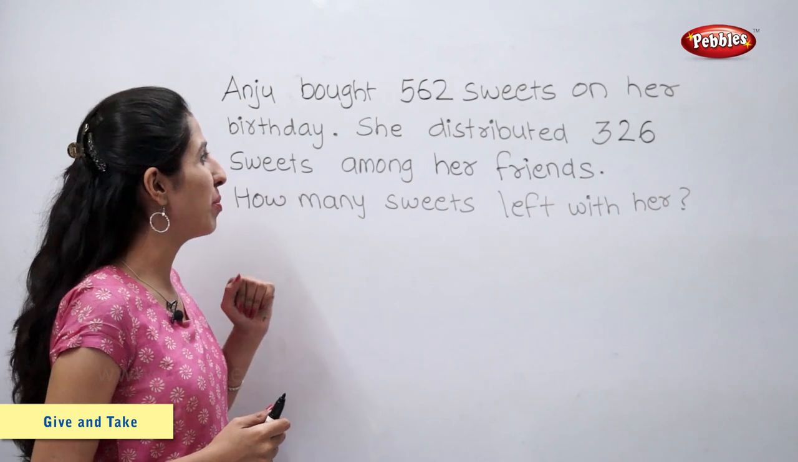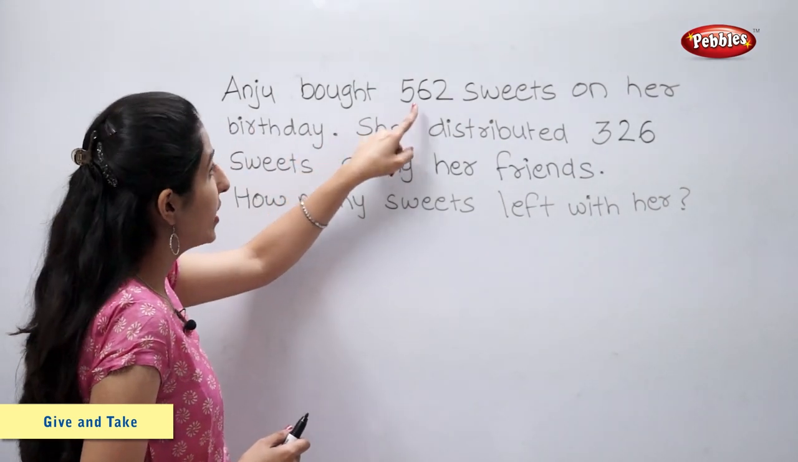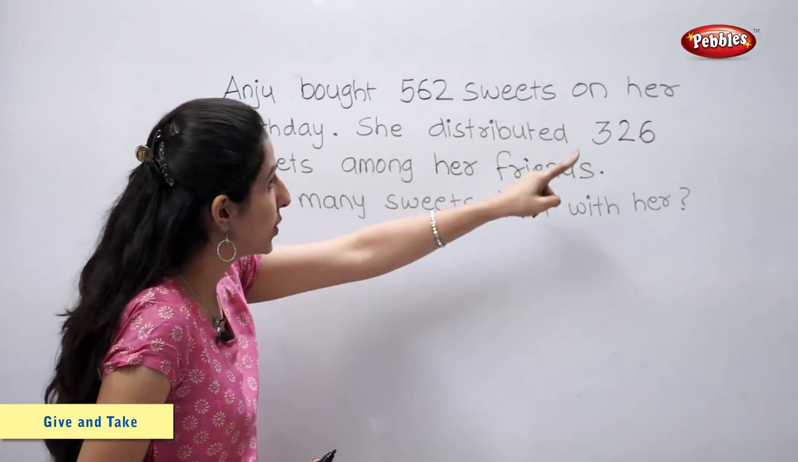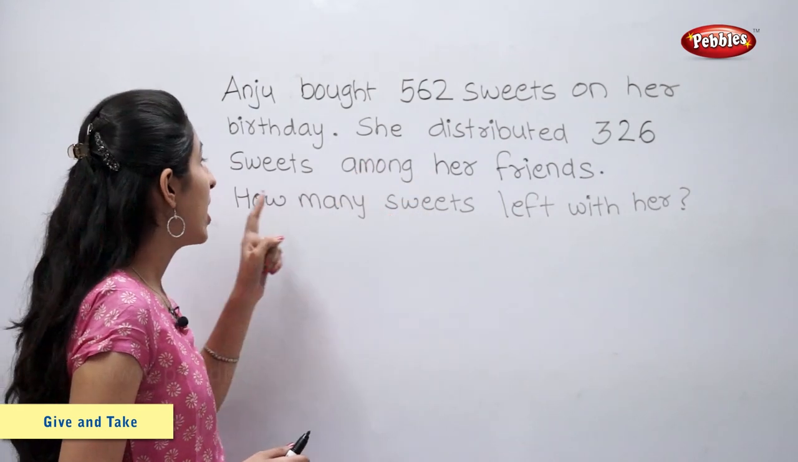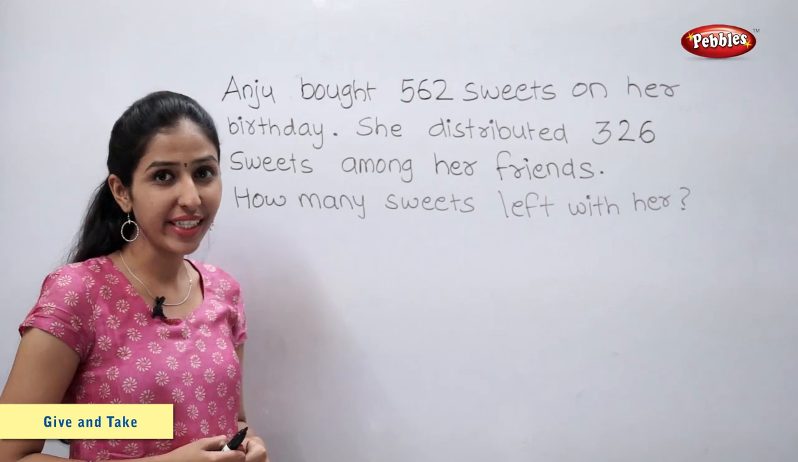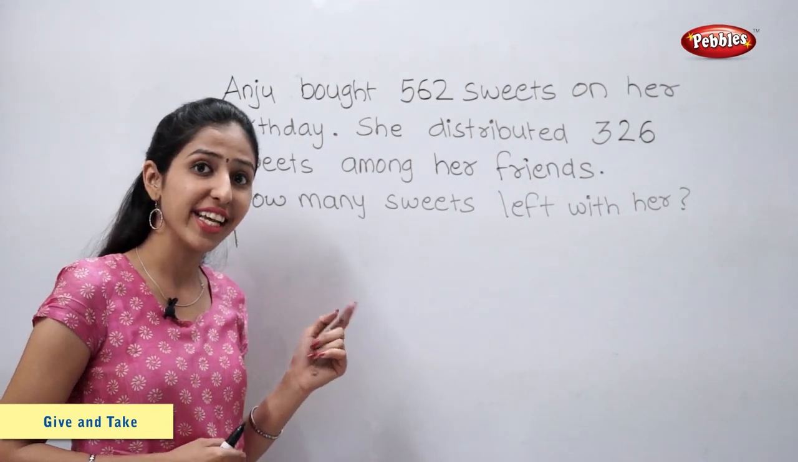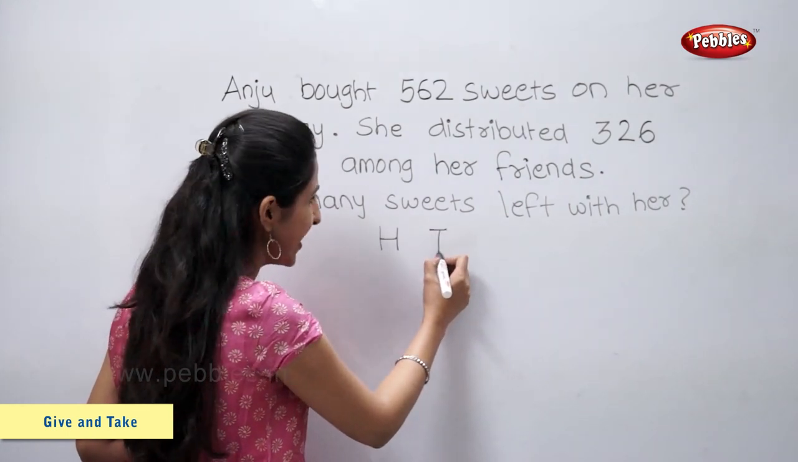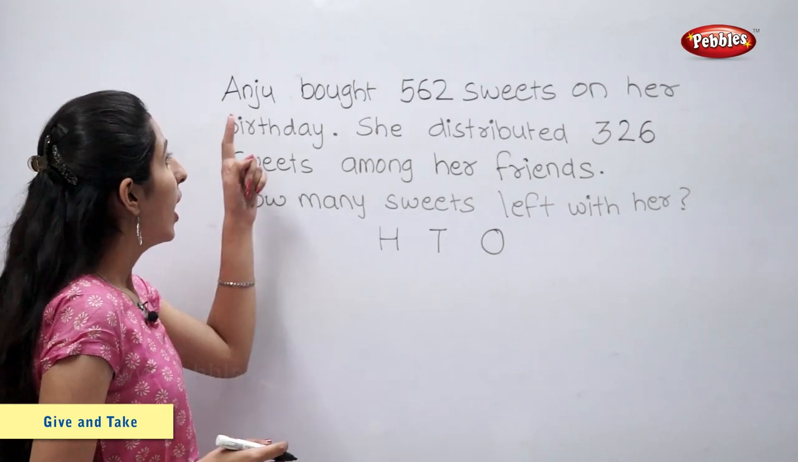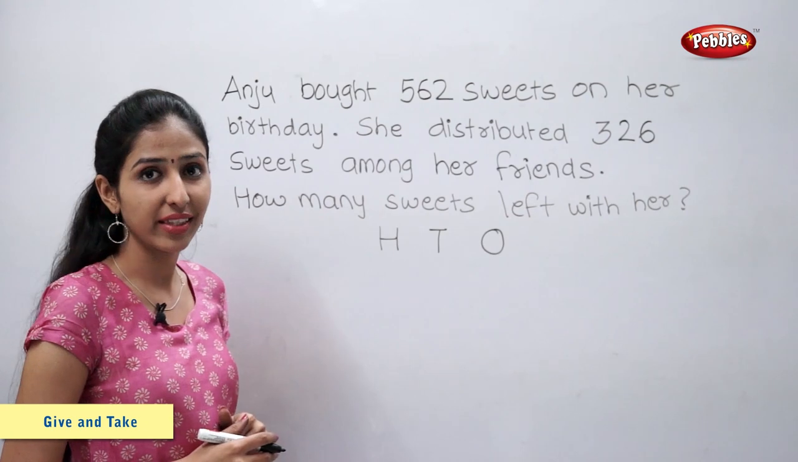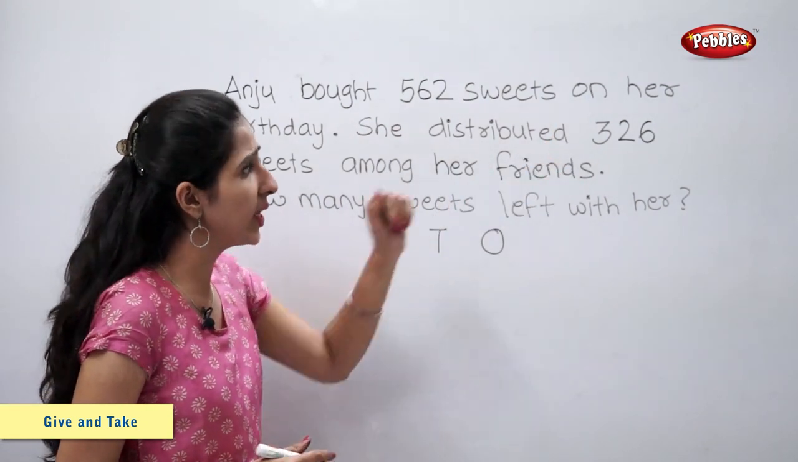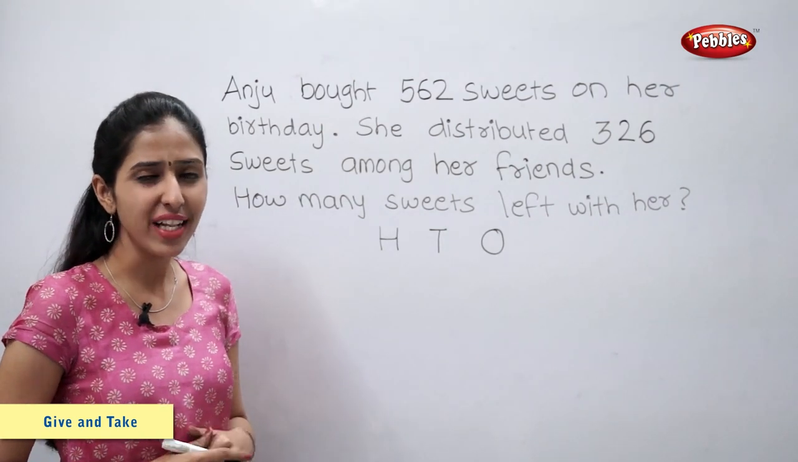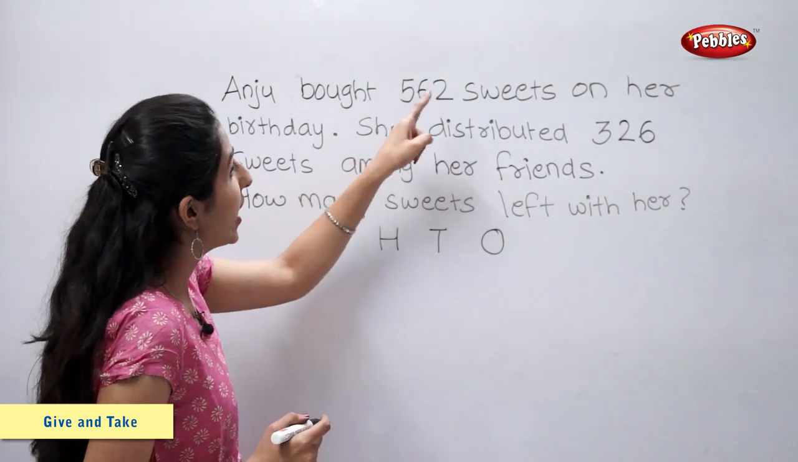Now let us look at this example. Anju bought 562 sweets on her birthday. She distributed 326 sweets among her friends. How many sweets are left with her? Students, let's solve this sum using hundreds, tens, and ones. So let's write hundreds, tens, and ones. Anju bought 562 sweets. She distributed 326 sweets. Now, we have to find the number of sweets left with Anju. So, we will subtract.